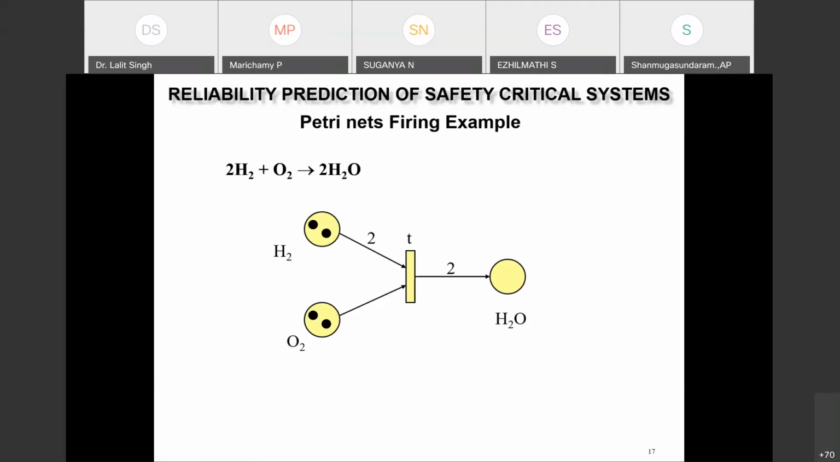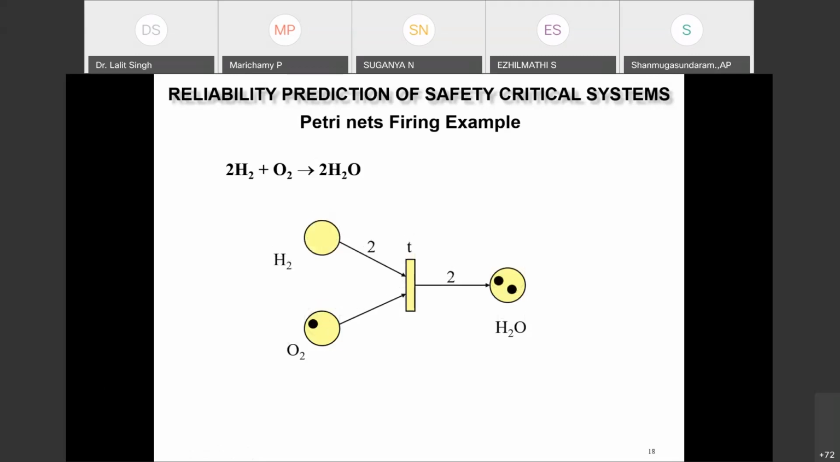And how many tokens will be deposited into water? That will be governed by the weight of the output arc. The weight of the output arc here is 2, so 2 tokens will be deposited. So although 3 tokens have been moved out, only 2 tokens are deposited. So there is no law of conservation of tokens. The removal and the deposition of the tokens will be totally governed by the weights of the input and output arcs respectively.